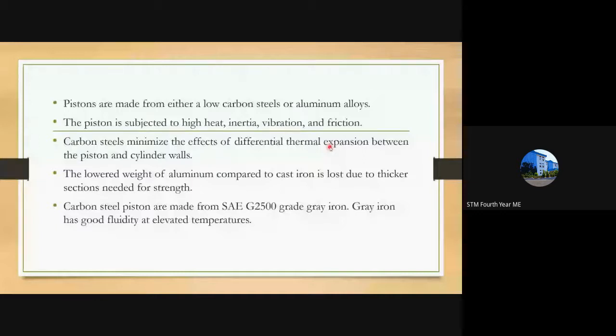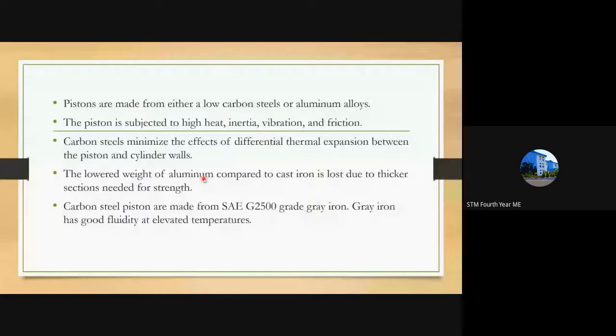Then lowered weight of aluminum. Aluminum lowers the weight of the piston compared to cast iron. So cast iron is heavier, but it has much more strength than aluminum. Still, the weight will be comparatively high when compared with aluminum. Aluminum is a weak material which does not have much strength, so for that we employ aluminum alloys.